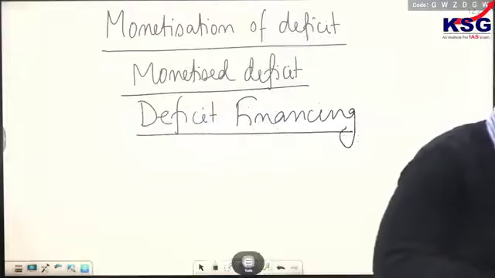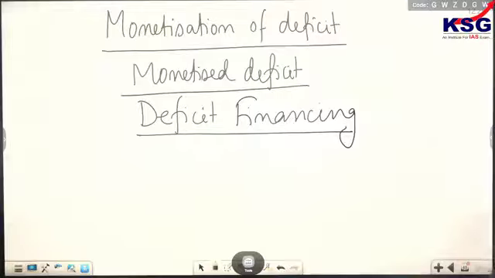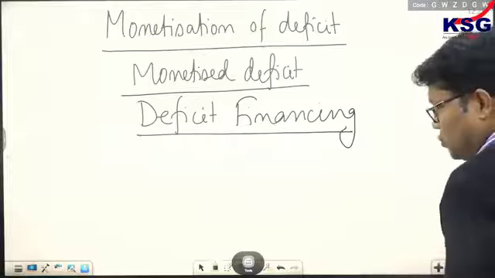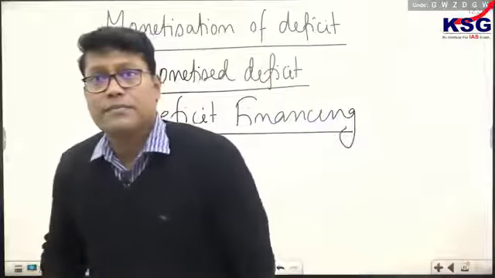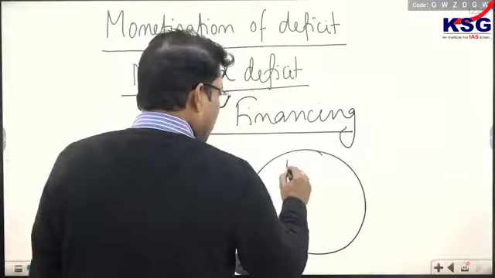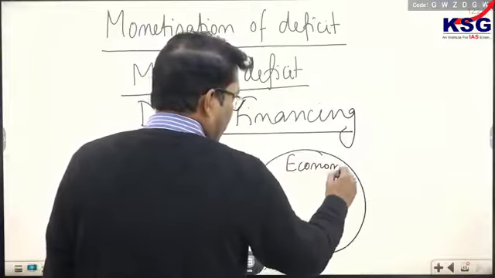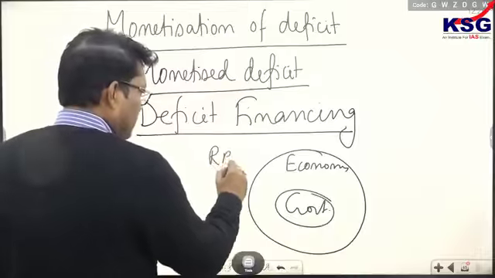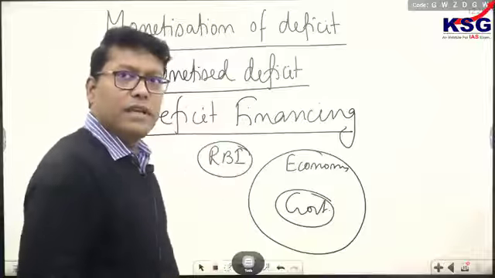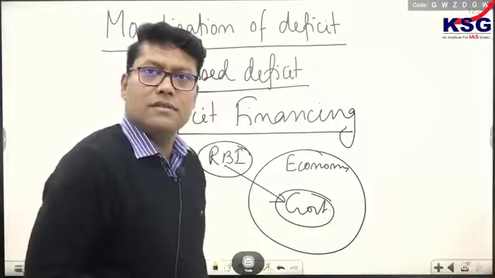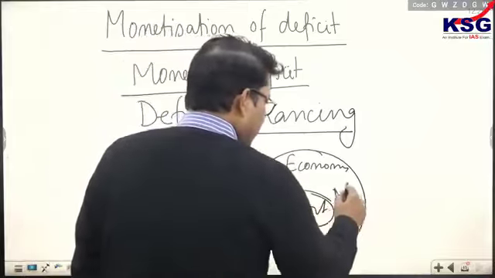Okay. You can say deficit financing, a special term is coined. You can say monetized deficit, or monetization of deficit. Simple meaning. Say there is the economy, first you assume it's the economy. Here is the government. Here is the RBI. Suppose the government is borrowing from the RBI and funding the deficit, what is the ultimate thing that is going to happen? Increase in money supply.